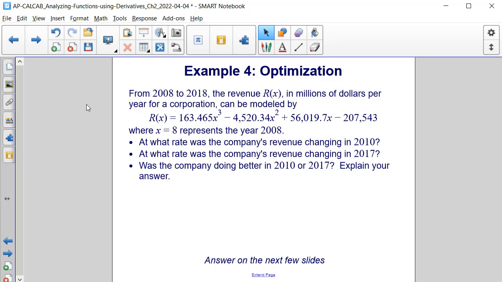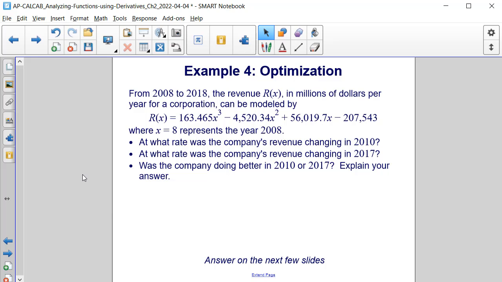From 2008 to 2018, the revenue, R of X, in millions of dollars per year for a corporation can be modeled by R of X is equal to 163.465 x to the third minus 4,520.34 times x squared plus 56,019.7 x minus 207,543, where x is equal to 8 represents the year 2008.